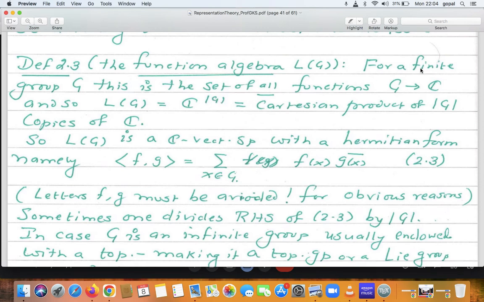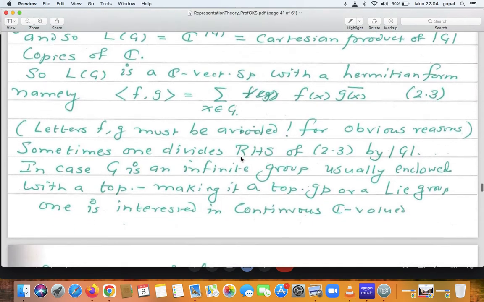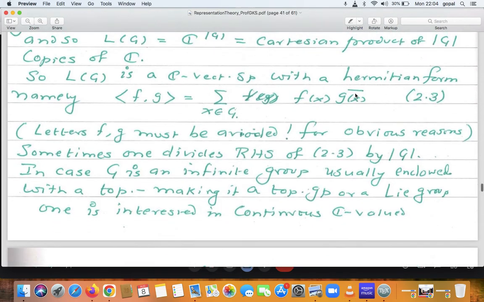It's a finite group. So if the group contains 3 elements, it is simply C^3. If the group contains 6 elements, it is C^6. That's all. There is a usual Hermitian form. In what follows, we are going to put a 1 upon |G| in front of it, so that the right hand side is actually an average.